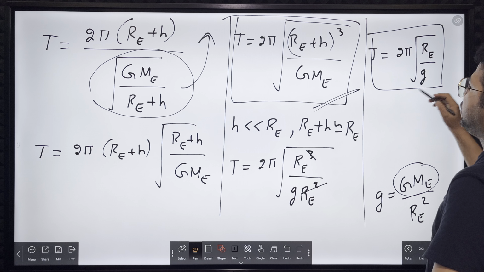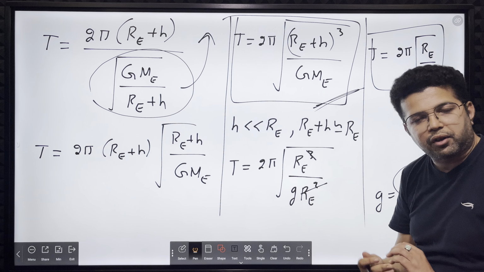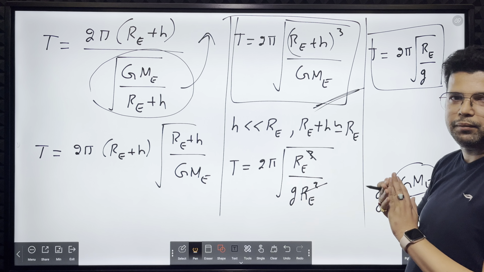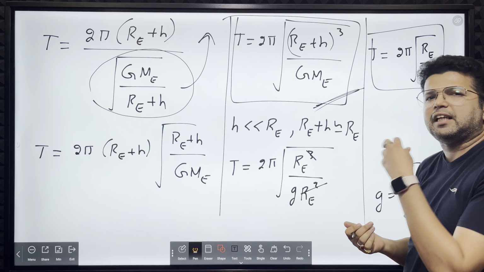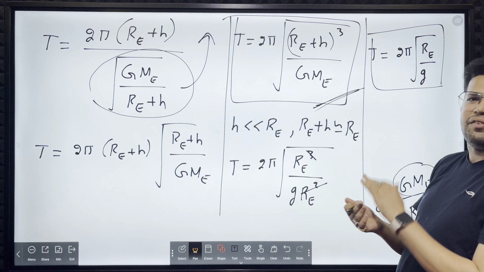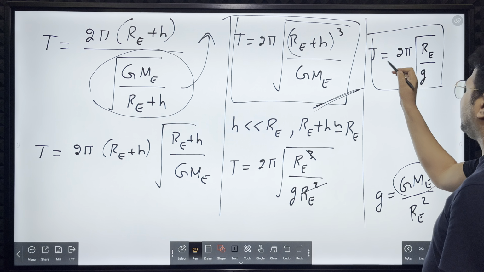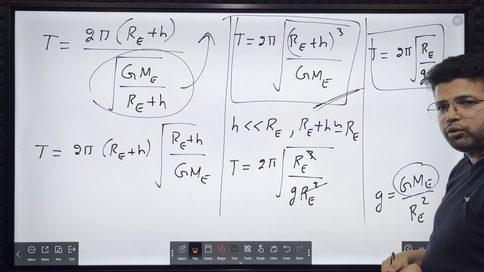The general equation is 2 pi into square root of (Re plus h) whole cube divided by GMe. For a surface satellite, or if the satellite is very close to the surface of earth, if h is very small, then time period will be equal to 2 pi into square root of Re by g.